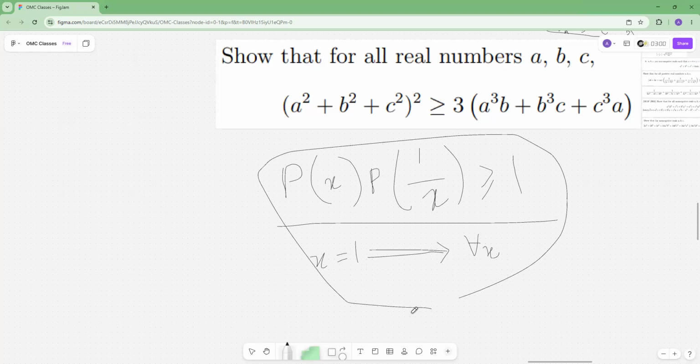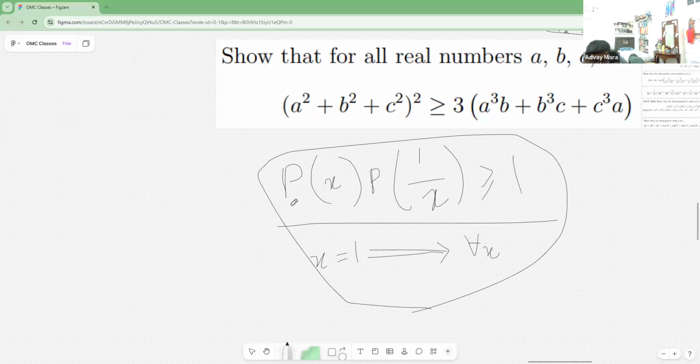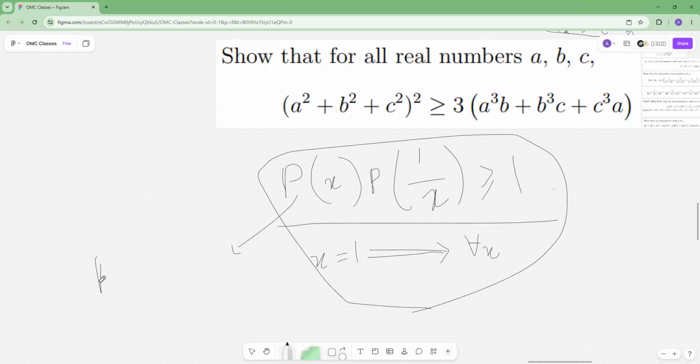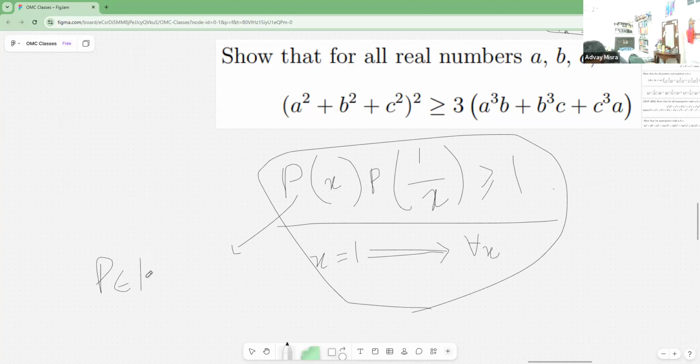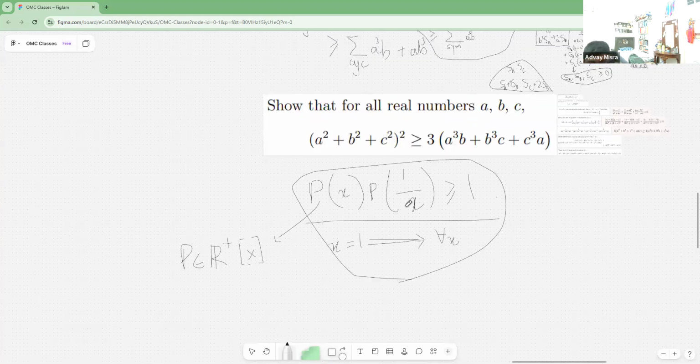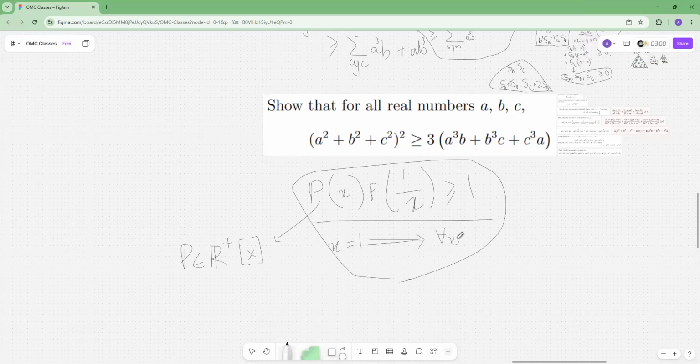Is P an integer polynomial? P is a polynomial with positive coefficients. Oh, okay. Got it. I probably should have mentioned that. So try these two out as well. It holds for 1, right? Yes, it holds for 1. Show that it holds for all x. These two are just two cool inequality questions, not related to what I did today.